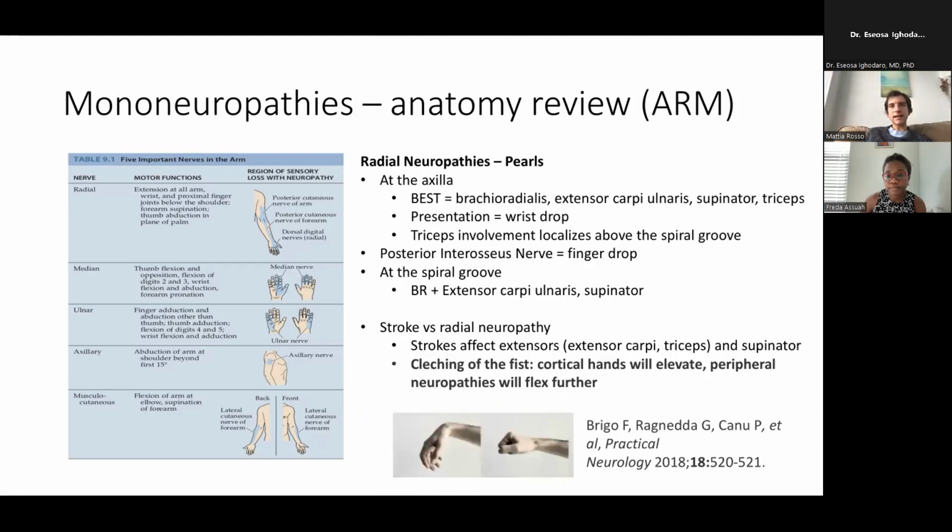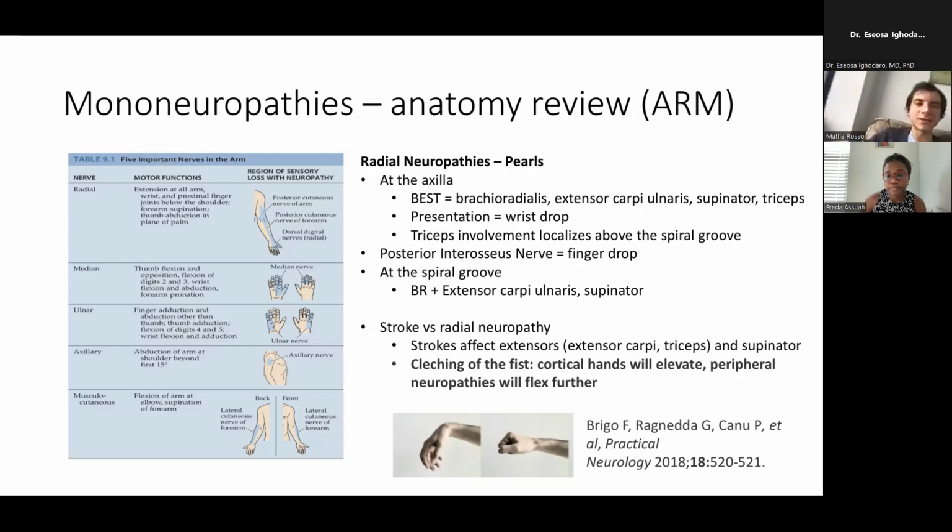And then I guess since people are trickling out, I may actually stop at the mononeuropathies of the arm and we can pick up next time. The last piece I wanted to talk about is the radial neuropathy. Again, depending on the level, we're looking at the axilla, we may be looking at the spiral groove. And the way I think about this in general is with a wrist drop. So patient presents with a wrist drop.